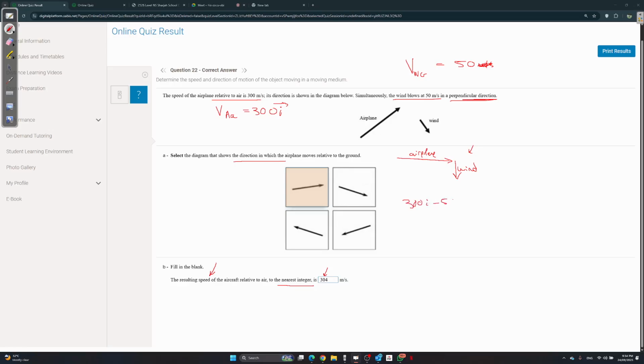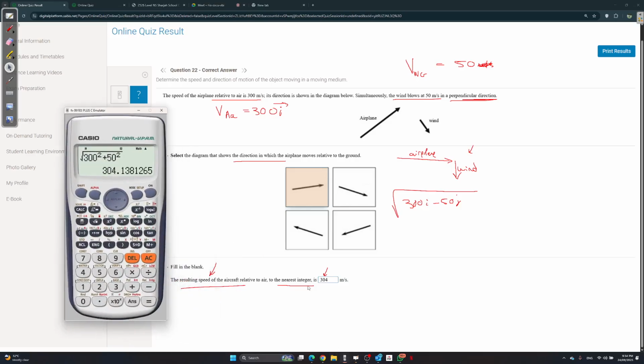300i minus 50j, and then to find speed, what do you do? Radical. There you go, 304.